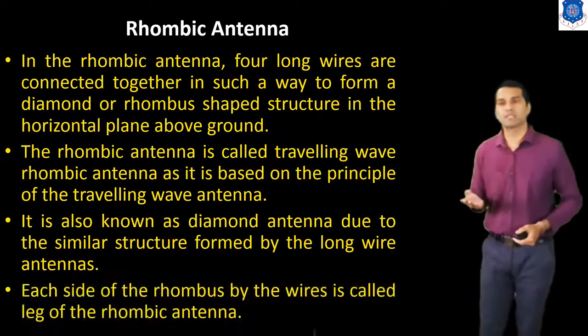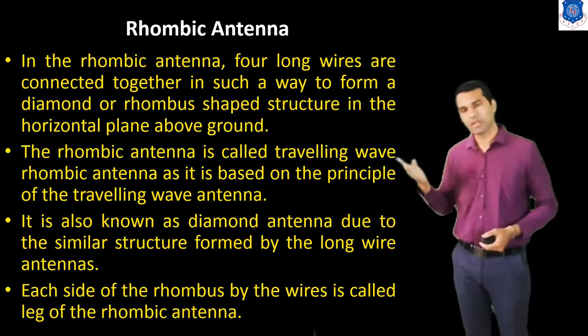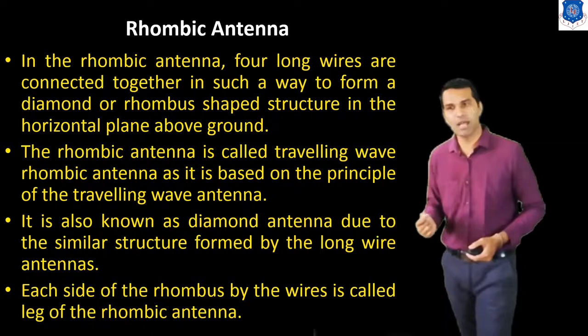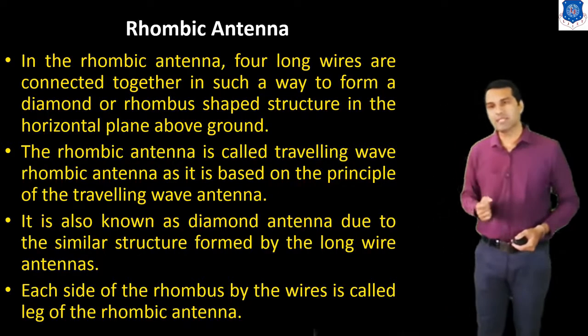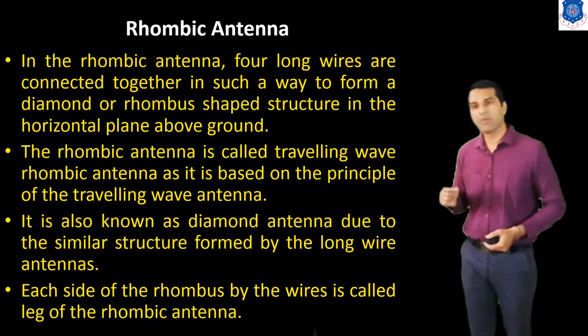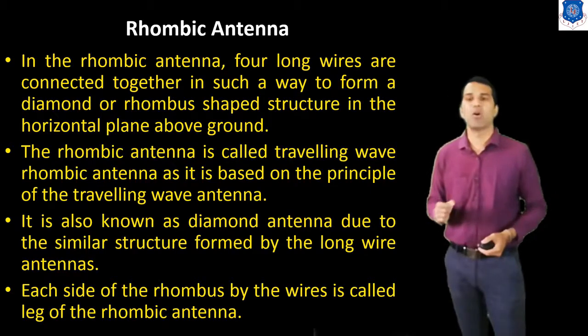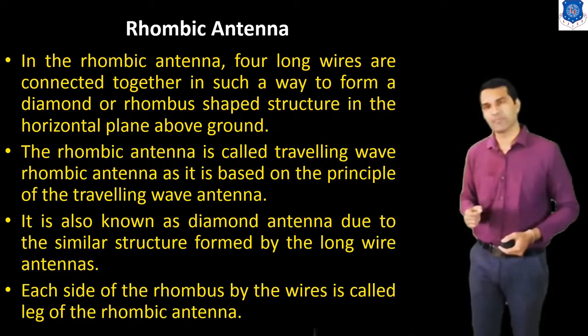So the rhombic antenna is known as the traveling wave antenna. It's also known as the diamond antenna. And each side of the rhombus formed by the wire is called a leg of the rhombic antenna.